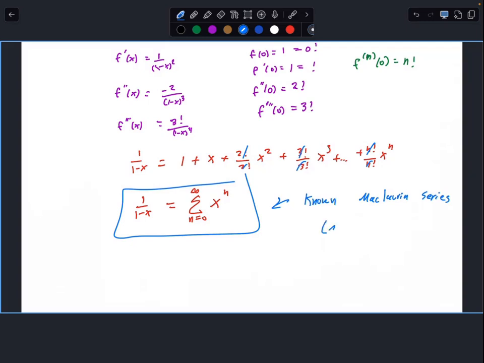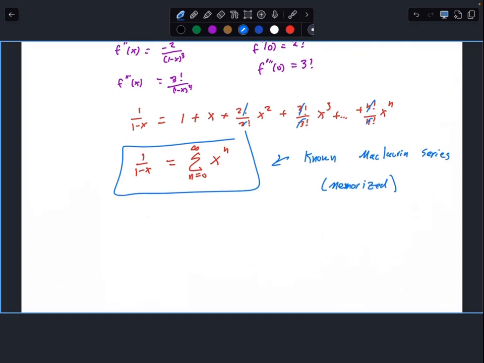Which needs to be memorized. I'm not putting "memorized" here. Okay? This is the first of our known Maclaurin series. This is one of those power series that specifically matches the Taylor, the Maclaurin series of 1 over 1 minus x. And so they are equivalent to each other.